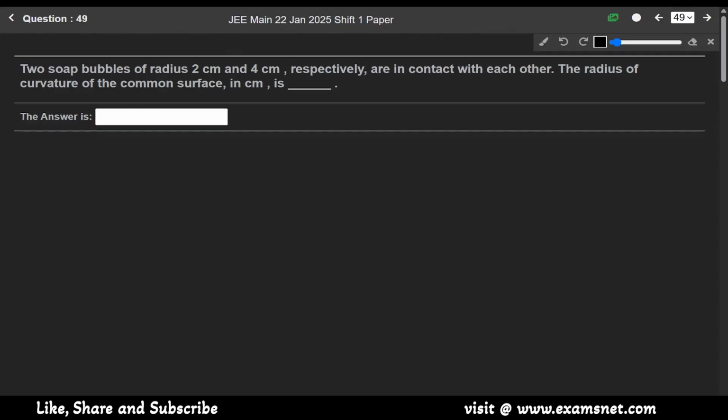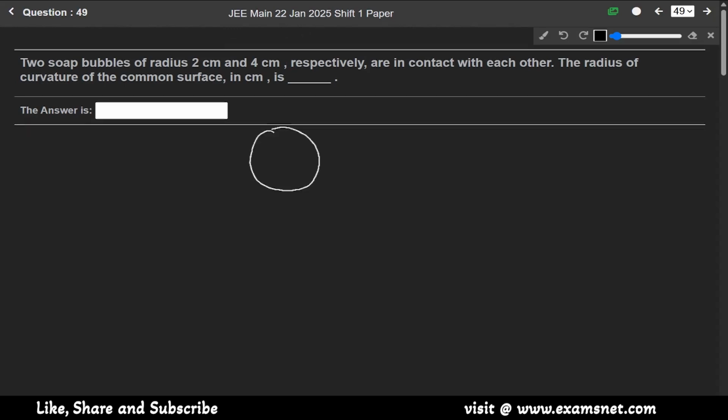Now the next question is 49. Two soap bubbles of radius 2 centimeter and 4 centimeter respectively are in contact with each other. Let us say there are two soap bubbles. First one is having radius 2 centimeter and second one is having radius 4 centimeter. They are in contact with each other. So we have to find the radius of the curvature of the common surface.